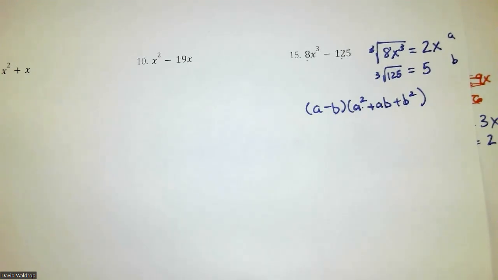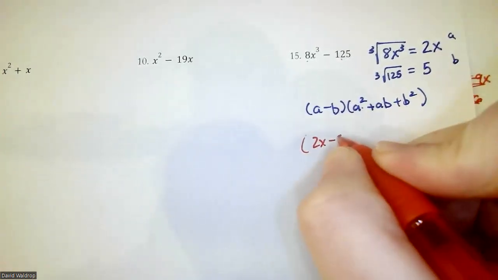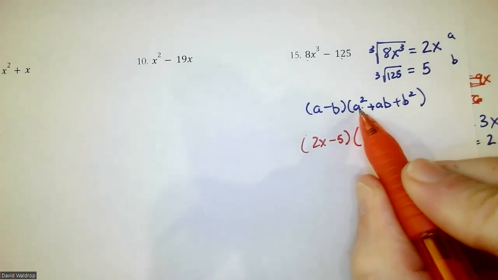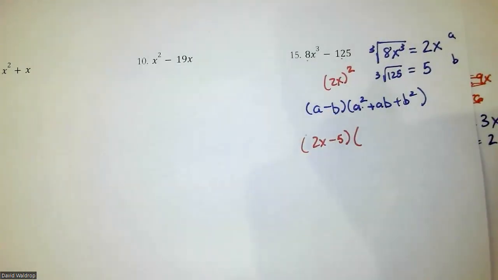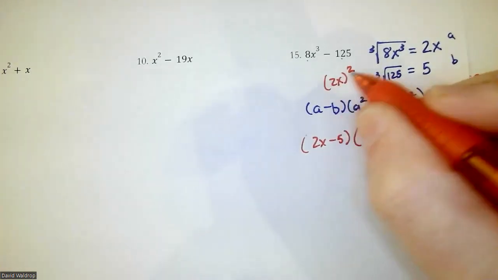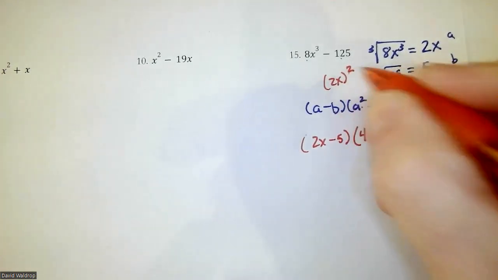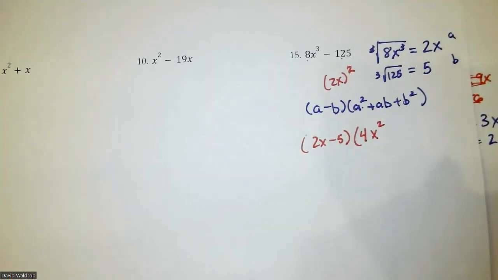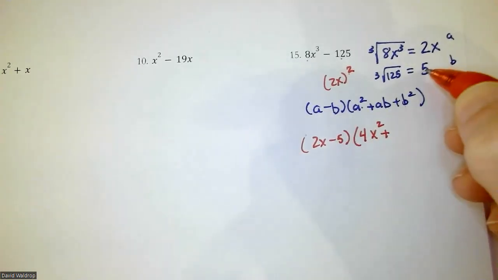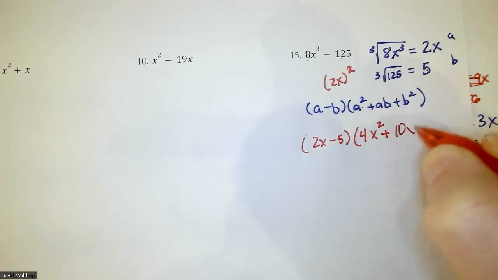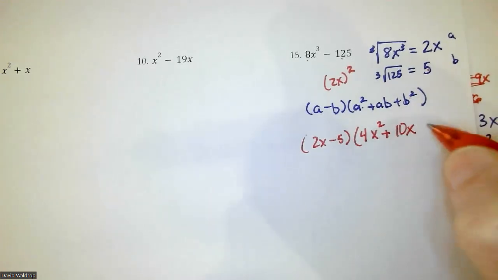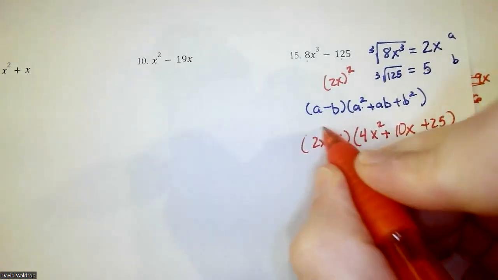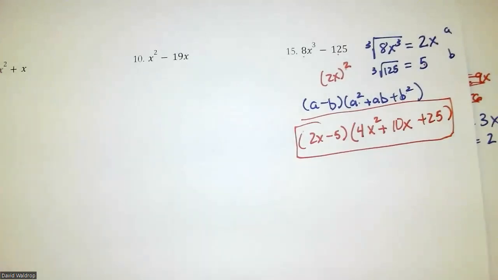All right. So it's going to be 2x minus 5. So this one says A squared. That's 2x squared. You have to square both of them. So 2 squared is 4, and x squared is x squared. Plus, multiply them. 5 times 2x is 10x. And then 5 squared would give me 25. All right. Okay, we'll practice some more in class.